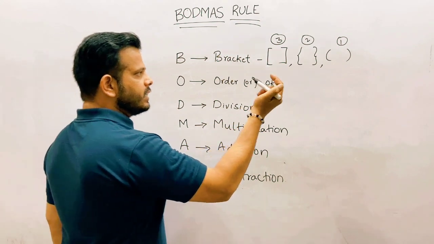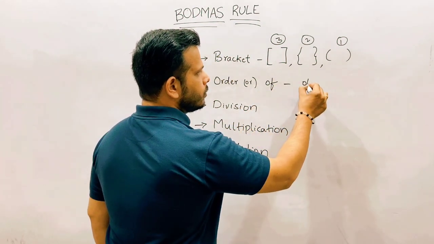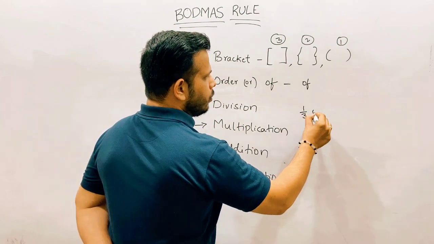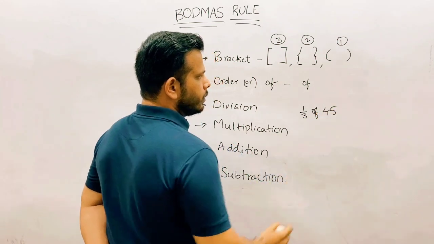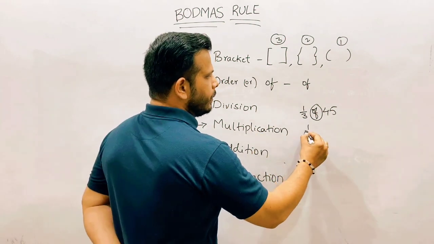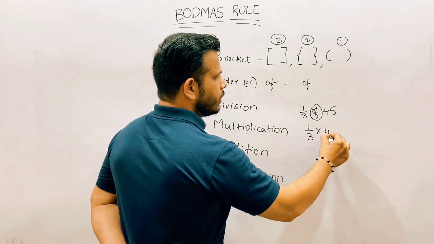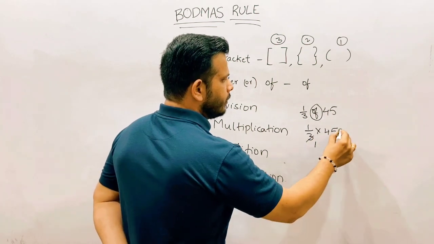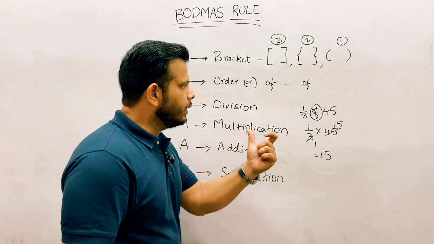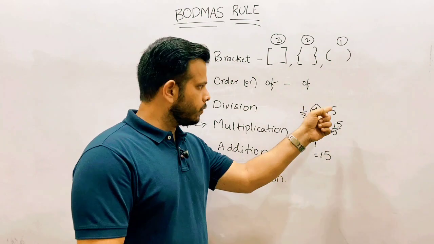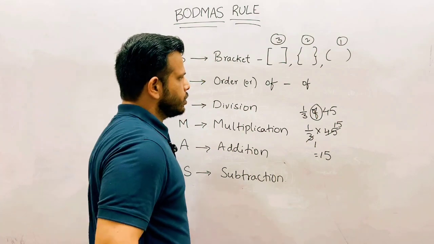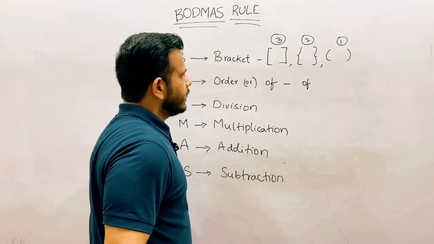Order or off. In some questions we find "of". For example, what is 1/3 of 45? When you find this "of", you have to multiply. It means 1/3 into 45. 3 ones are 3, 3 fives are 15. So the result is 15. So 1/3 part of 45 is 15. This is the meaning of the question. Okay, let us continue.